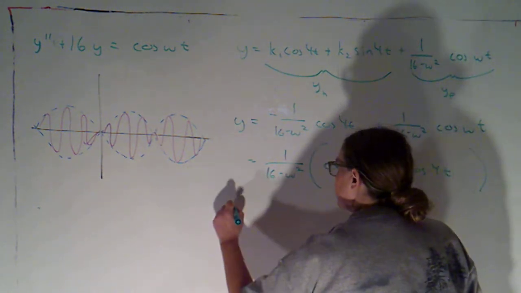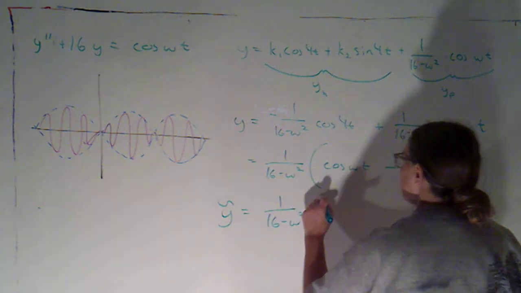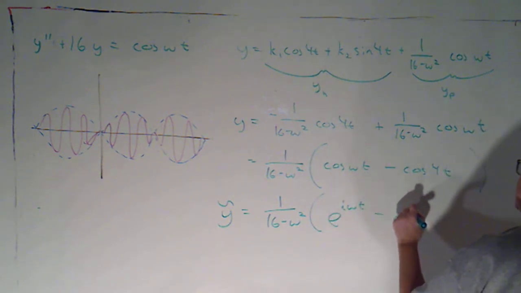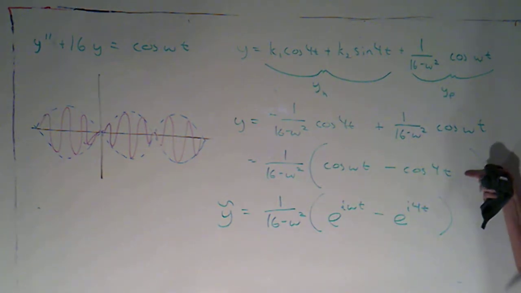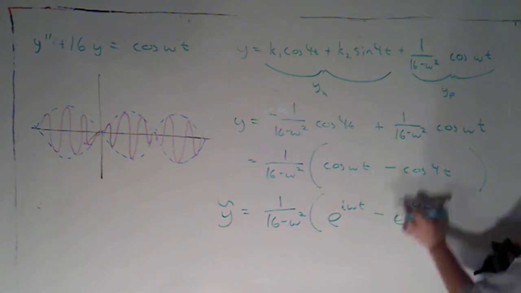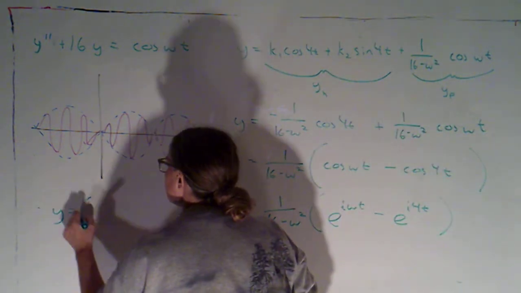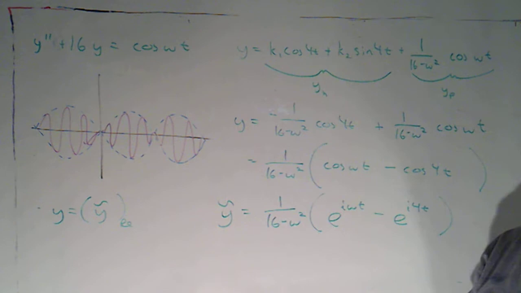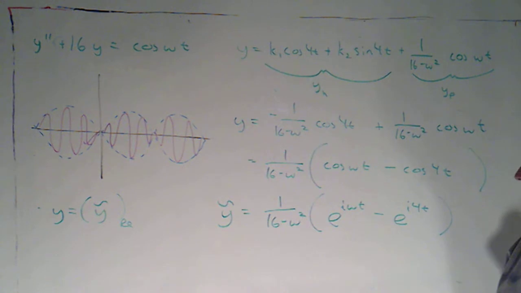So if I had y tilde equaling 1 over 16 minus omega squared, e to the I omega t minus e to the I times 4t, this would just be the real part, because the real part of this would be cosine of omega t, and the real part of this would be cosine of 4t. Okay, so I can say that my y is just the real part of this y tilde, which is kind of cool. So now we're going to explore what this thing actually looks like.